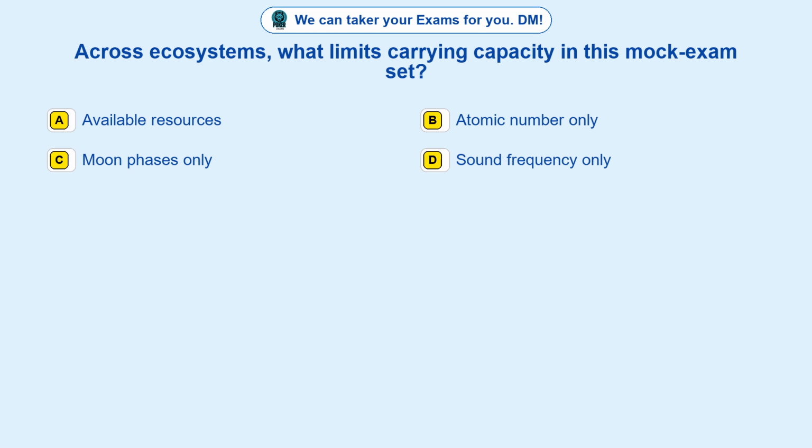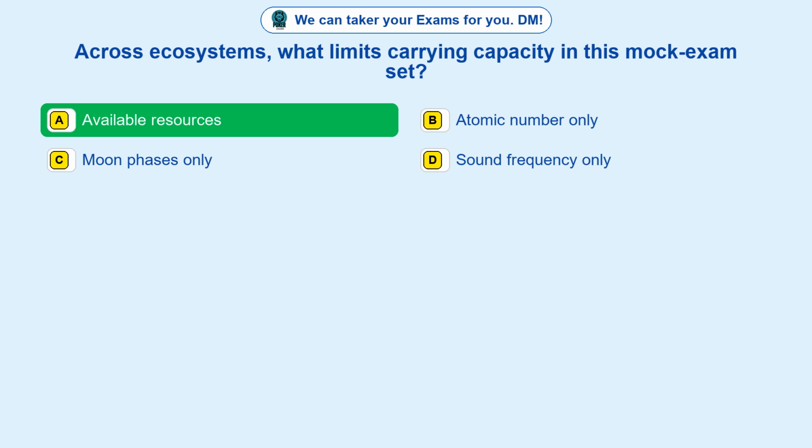Question 29. Across ecosystems, what limits carrying capacity in this mock exam set? Option A, available resources. Option B, atomic number only. Option C, moon phases only. Option D, sound frequency only. The correct answer is option A.